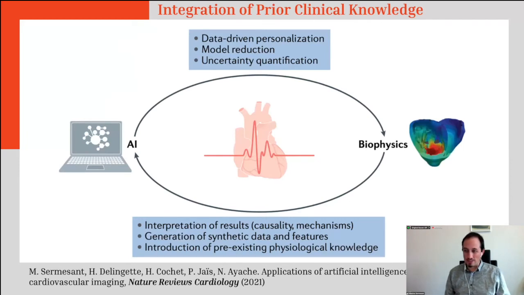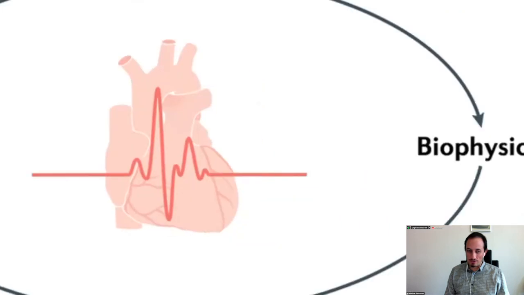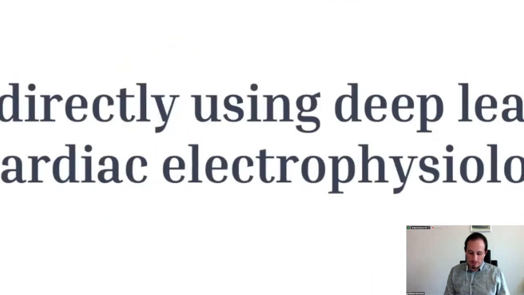It can help both ways, with AI bringing, as we saw, some statistical approaches to estimate parameters or do some model reduction or uncertainty quantification. And the other way around, biophysical modeling can help bring mechanisms and causality explanations to what has been shown statistically by AI. It can also generate data and features. But what I wanted to present today is, can we more directly combine these two areas and use deep learning directly to do cardiac electrophysiology modeling?